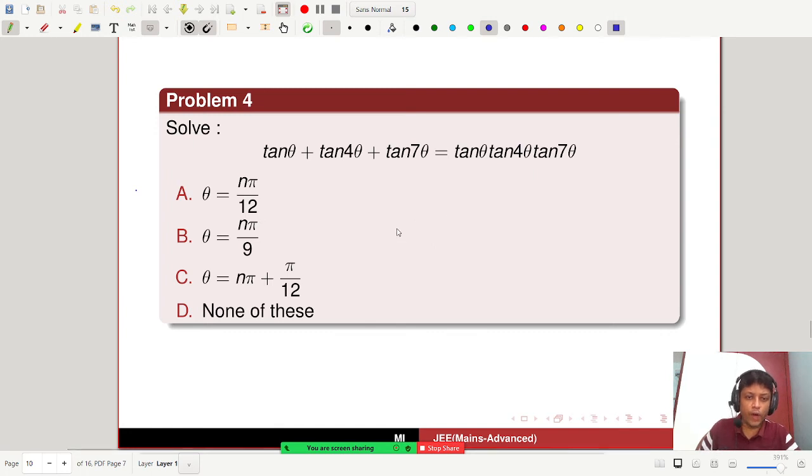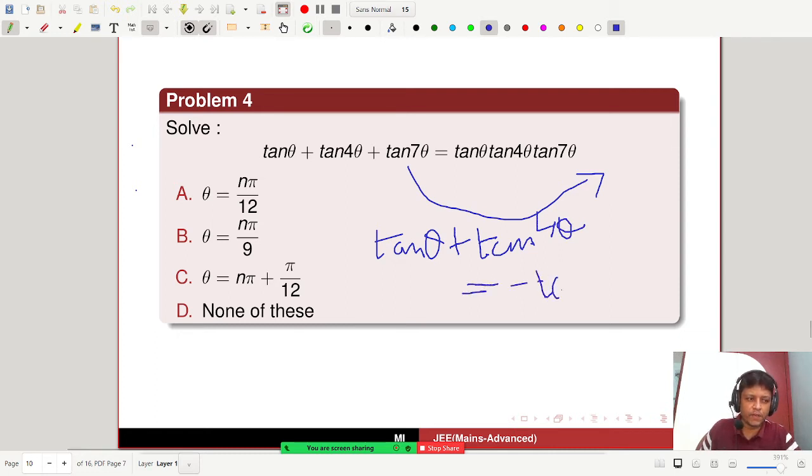Now, how will you solve this? You have a trick for this trigonometric problem. You can take this tan 7 theta to the right hand side, and write it as tan theta plus tan 4 theta equal to, if you take tan 7 theta common, minus tan 7 theta times 1 minus tan theta tan 4 theta.